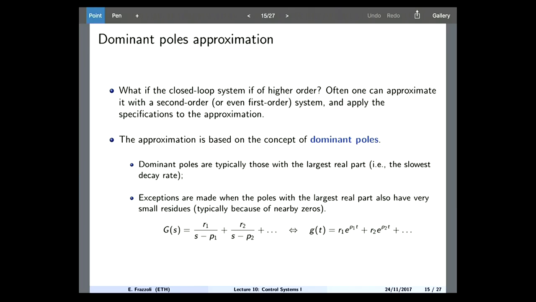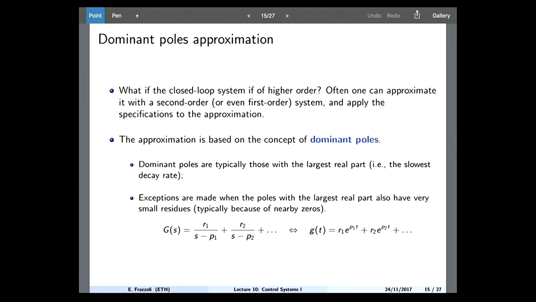Now, the question here is, what if the closed loop system is actually not second order, but is more than second order, like a higher order system? The reality of it is that most systems behave qualitatively like a second order system, okay? So for the purpose of setting the specifications, we will approximate any higher order system as a second order system, okay?